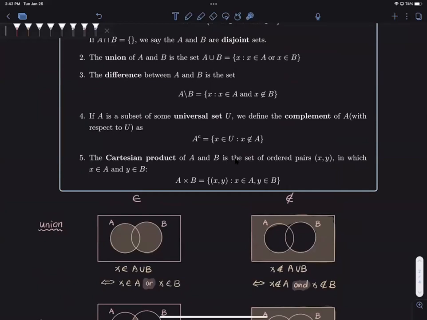Complement is simple, just remove whatever you don't want. So A complement means we don't want it to be in A. B complement means we don't want it to be in B, and so on.